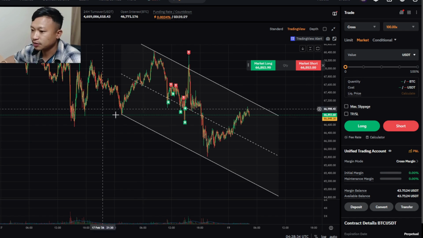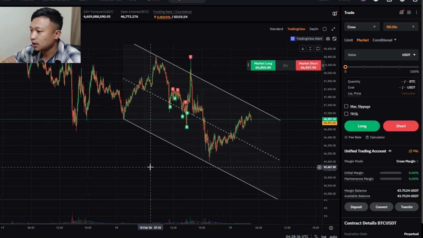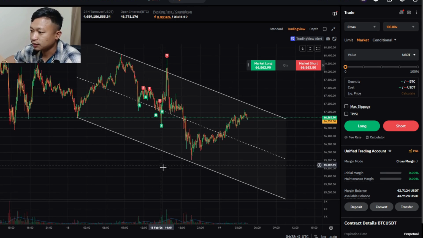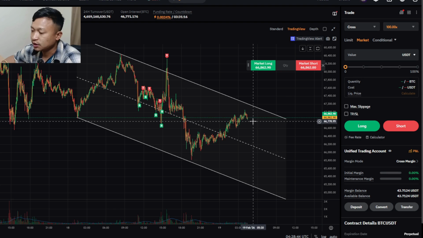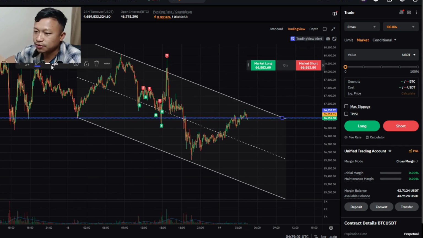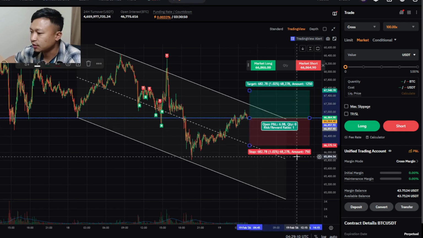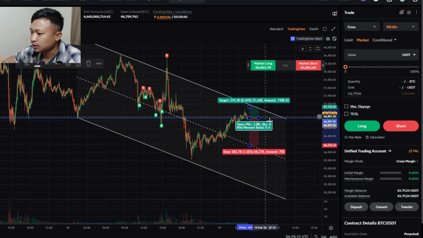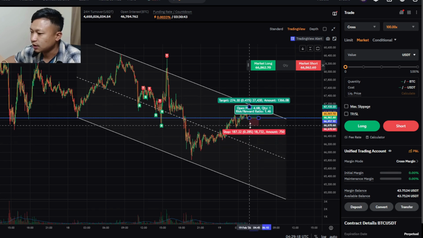This is the screen on Bybit, the trading account on Bybit. Let me show you. If you want to open a long position from here, just as an example, you come over here and get a long position. This is the symbol for a long position.